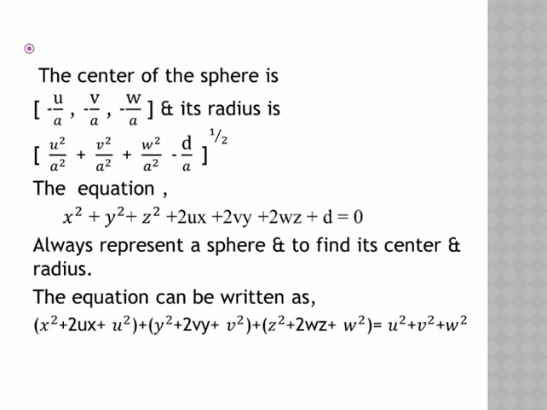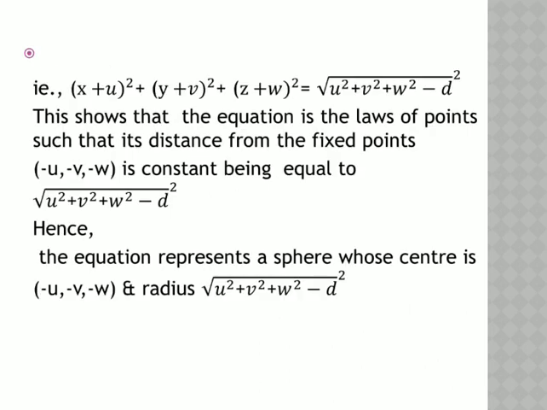For the right side, u² + v² + w² - d, we write the root of (u² + v² + w² - d). This shows that the equation is a locus of points whose distance from the fixed point (-u, -v, -w) is constant, equal to the root of (u² + v² + w² - d). Hence, the equation represents a sphere whose center is (-u, -v, -w) and radius is √(u² + v² + w² - d).